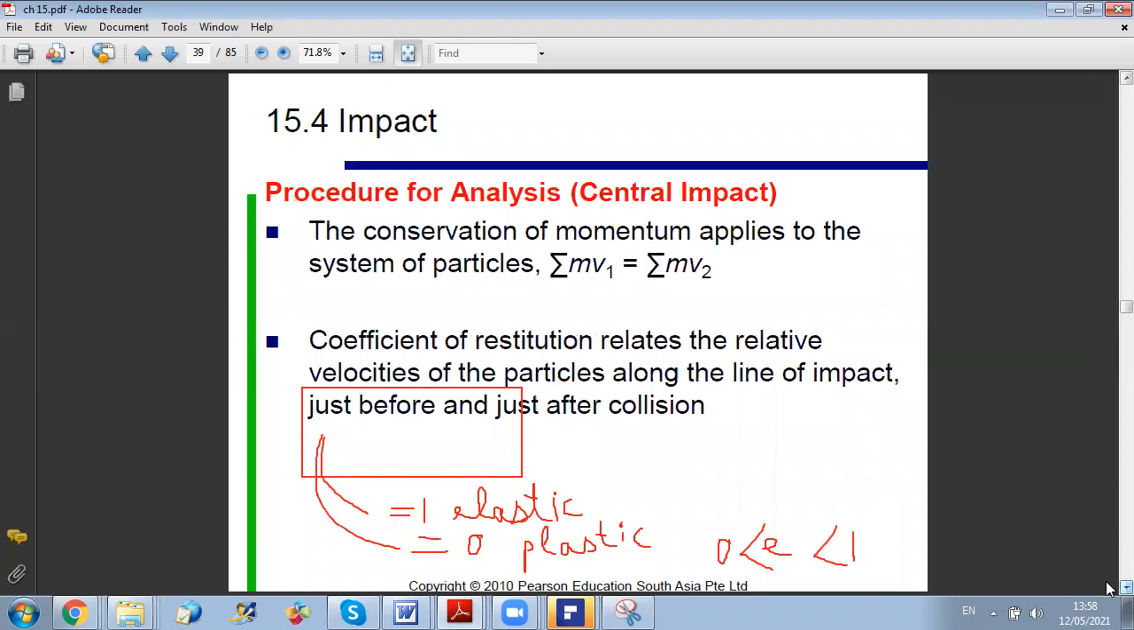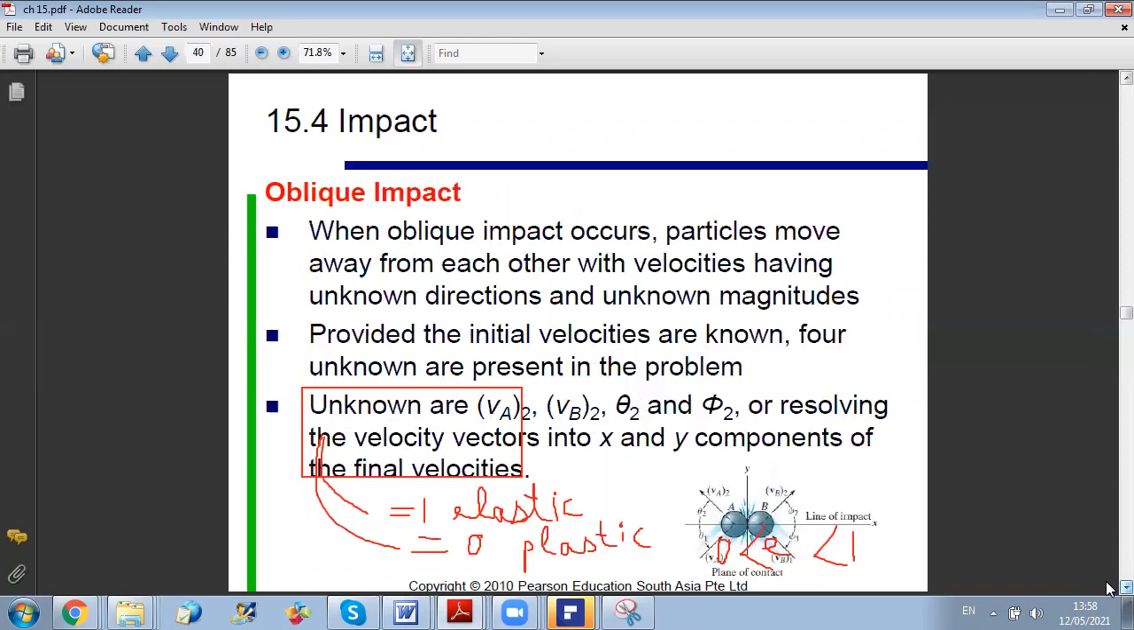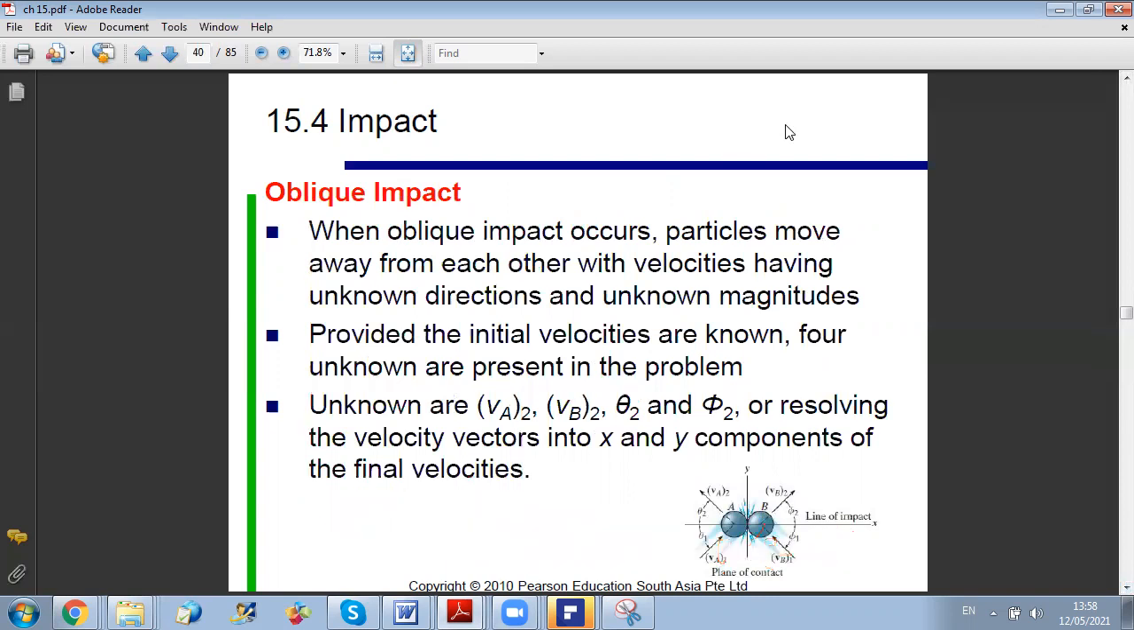Now, in the other case where we have oblique impact بتصير شوي الاناليسيس أصعب. Okay, so because we have more unknowns, we need more equations. We will see how to deal with it. So oblique impact will take place when particles move away from each other with velocities having unknown directions and unknown magnitudes, provided the initial velocities are known. Four unknowns are present in the problem.